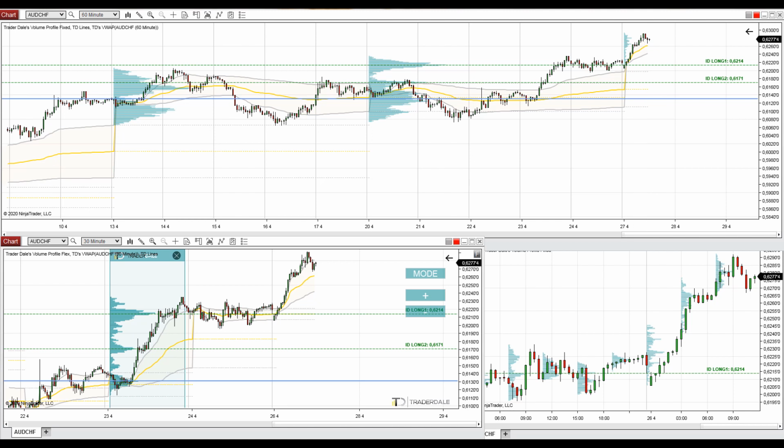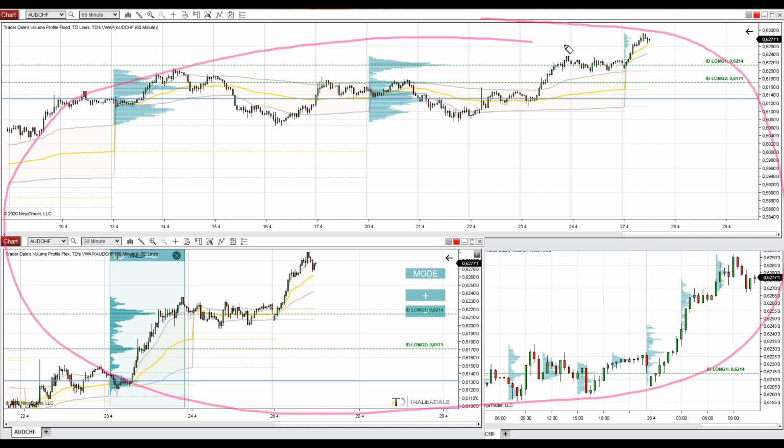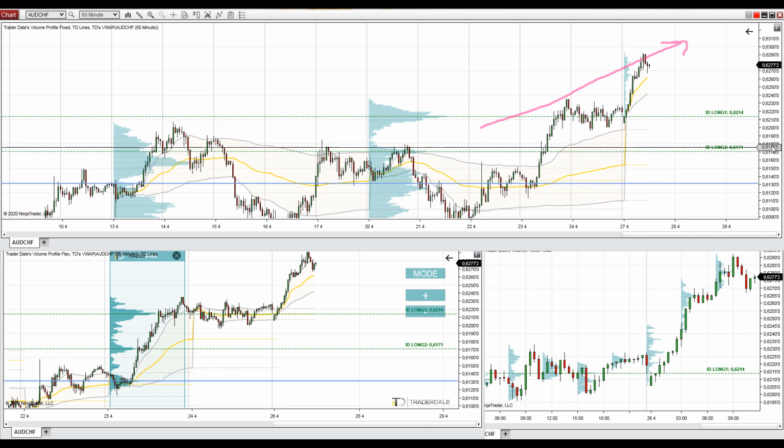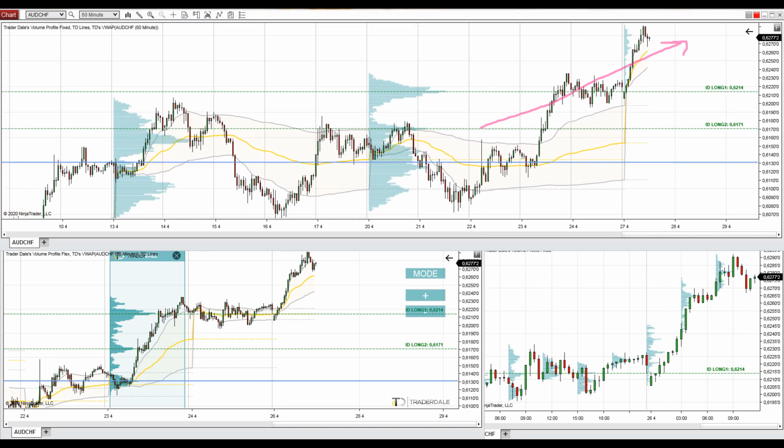Let's go into intraday trading ideas. Let's have a look at the Australian dollar, Swiss franc. All those three charts show the Australian dollar, Swiss franc, and as you can see, there is a strong buying activity in here. There is an uptrend, and when there is an uptrend like that, I'm looking for significant volume clusters which were created within the uptrend.